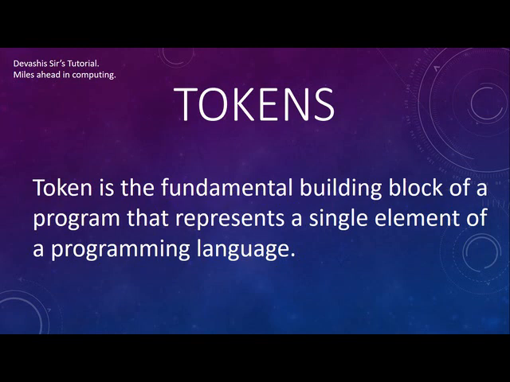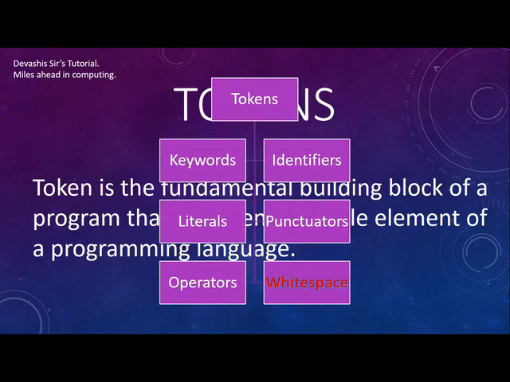Now we'll get into tokens. I believe we have already done this, but still we'll go through it once again. A token is the fundamental building block of a program that represents a single element of a programming language. So any single element of a program is represented by a token. And here we have the different types of tokens. So what do we have? Keywords, identifiers, literals, punctuators, operators, and finally, which is not universally accepted, white space.